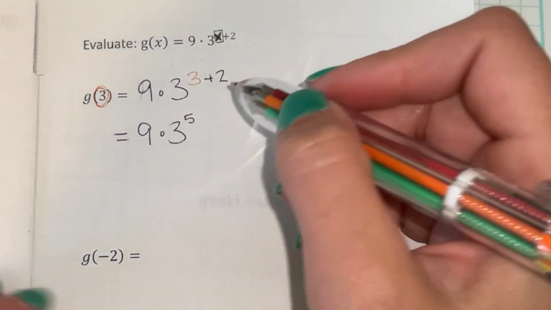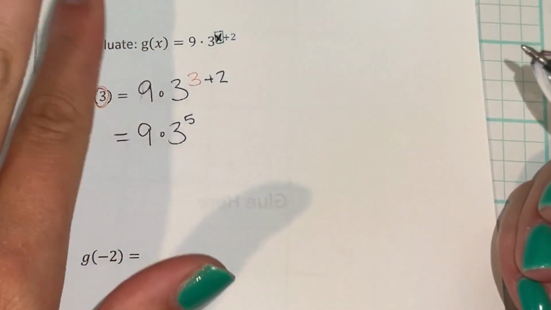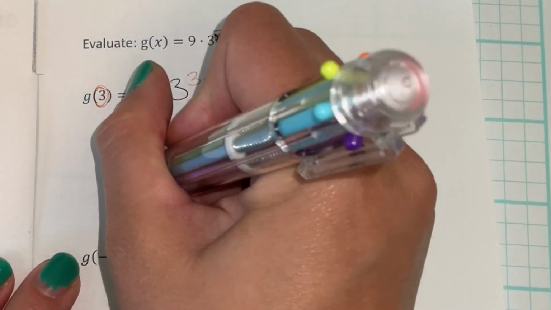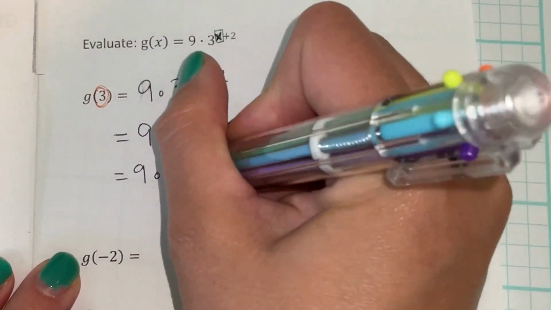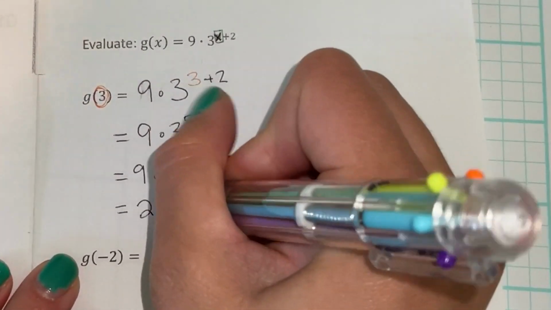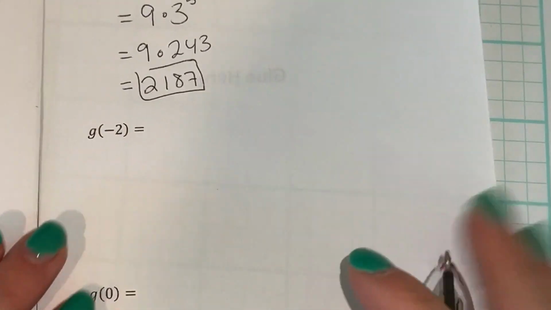Then you do with your exponents. 3 to the 5th. That's 3 times 3 times 3 times 3 times 3. So that's multiplying 3 5 times. So that's going to give you 9 times 243. And 9 times 243 is 2,187. Don't be impressed. I have notes to the side.